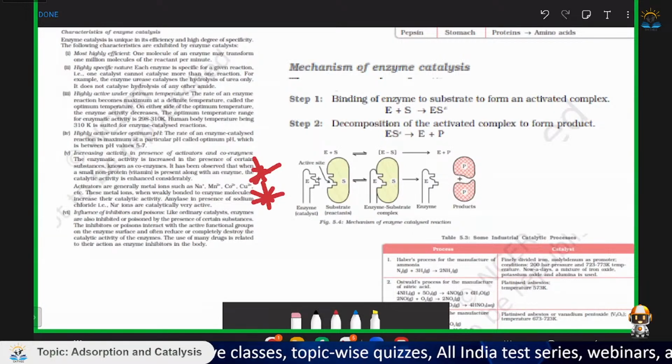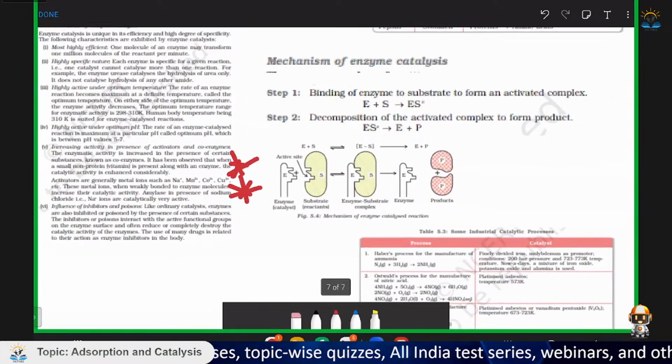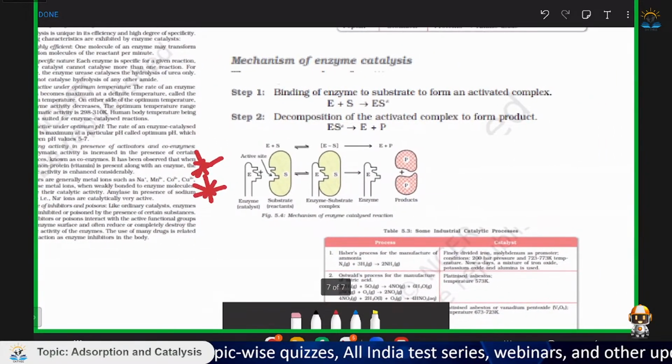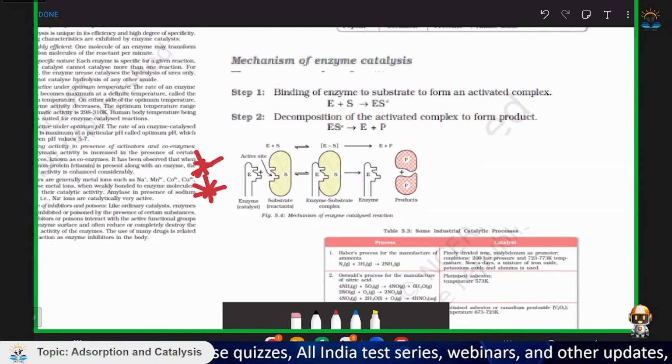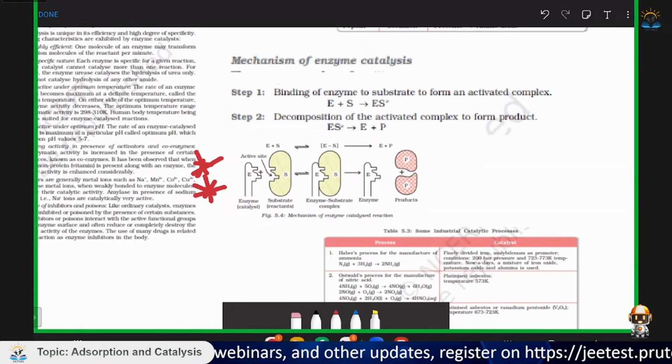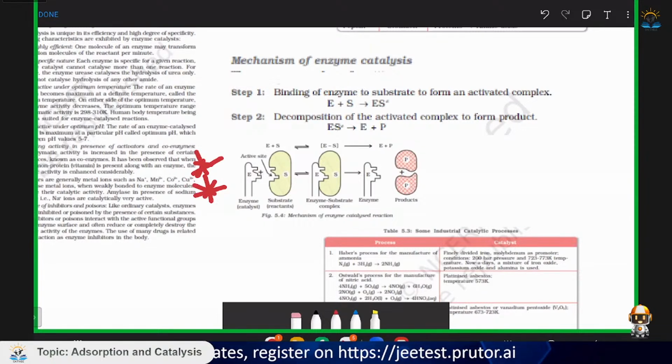Mechanism of enzyme catalysis. This does not explain the optimum pH and temperature. This mechanism explains the specific nature of the enzyme catalysis. You can see step one: binding of enzymes to substrate to form an activated complex.